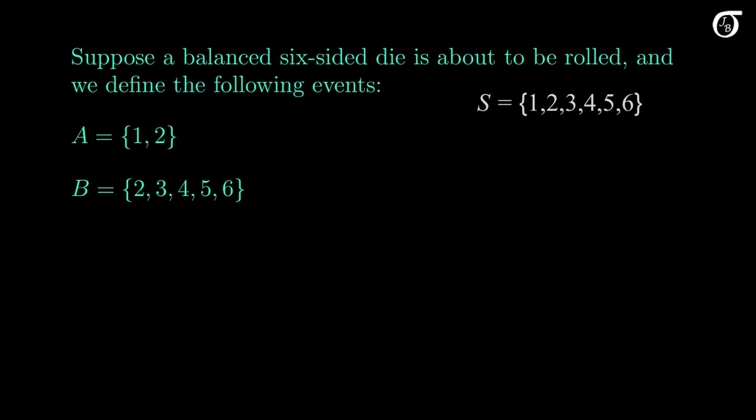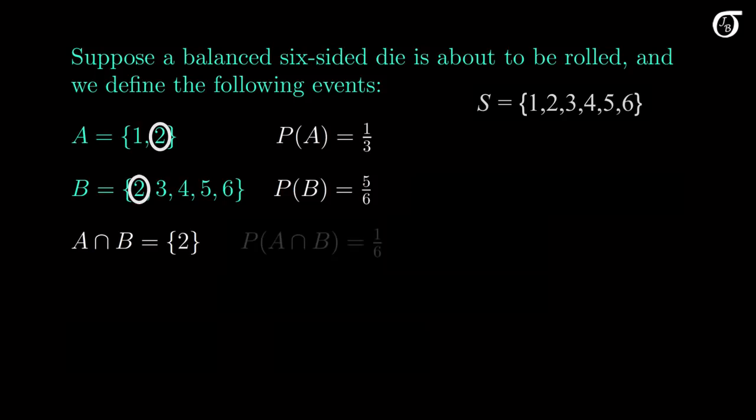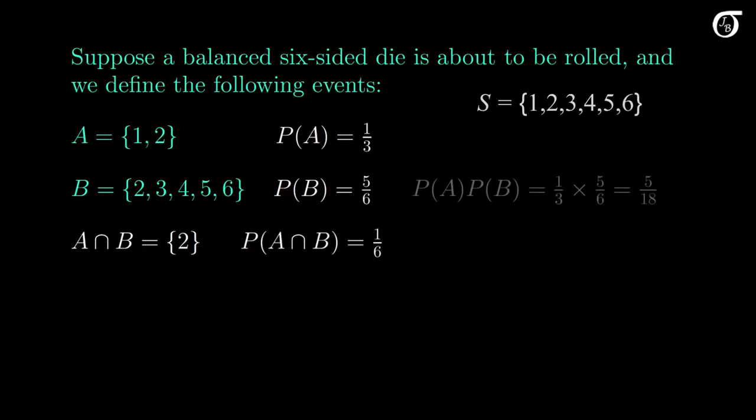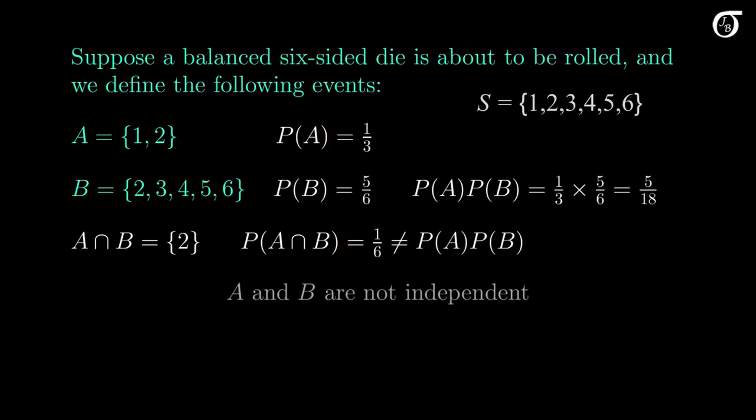And if it's a balanced die and we're rolling it fairly, then it's reasonable to assume that the 6 possibilities are equally likely. So the probability of A is 2 over 6 or a third, and the probability of B is 5 over 6. Here A and B intersect at the number 2, so the probability of their intersection is 1 over 6. The product of the individual probabilities is 5 over 18, which is not equal to the probability of the intersection, 1 over 6 or 3 over 18. So A and B are not independent.